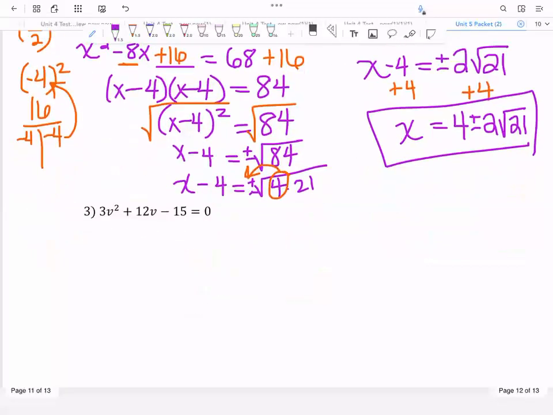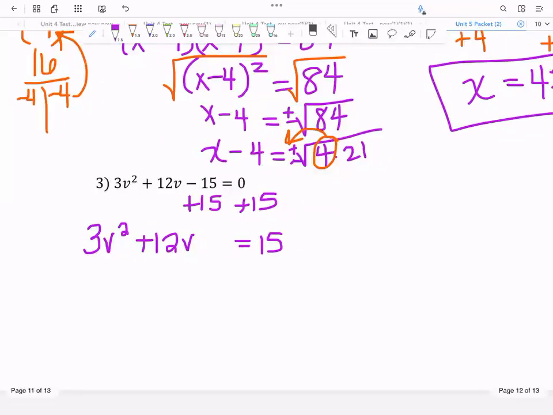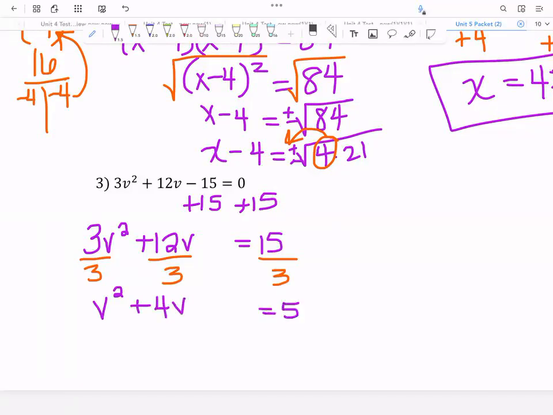All right, number 3, we're going to add our constant to the other side. Right, and then since this one has a number out front, we're going to divide everything by 3. So again, you're allowed to divide by something as long as you divide everything by that thing. So we end up with x squared plus 4x equals 5.